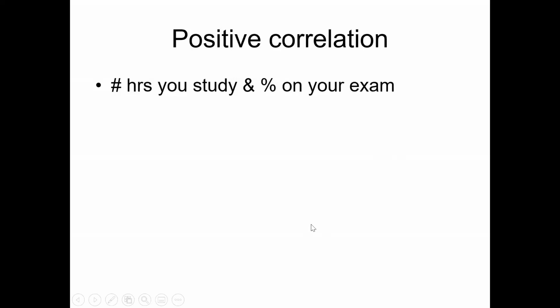All right, so let's talk about positive correlation. For example, a positive correlation example is the number of hours you study for your exam and the percent that you get on your exam. It is kind of expected that if you study more, you also get a higher percentage. Here is going to be your grade on the exam, and these are the hours of study. So the more hours that you study, the higher your grade on the exam will be.